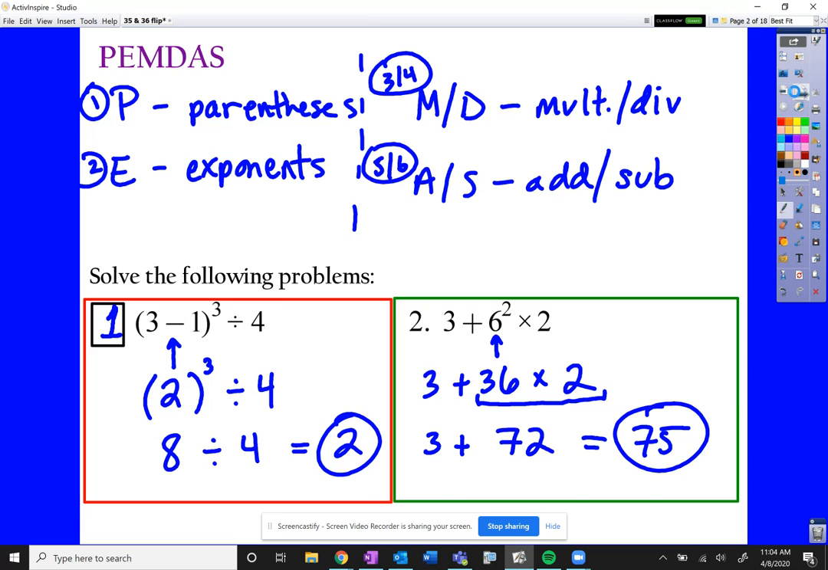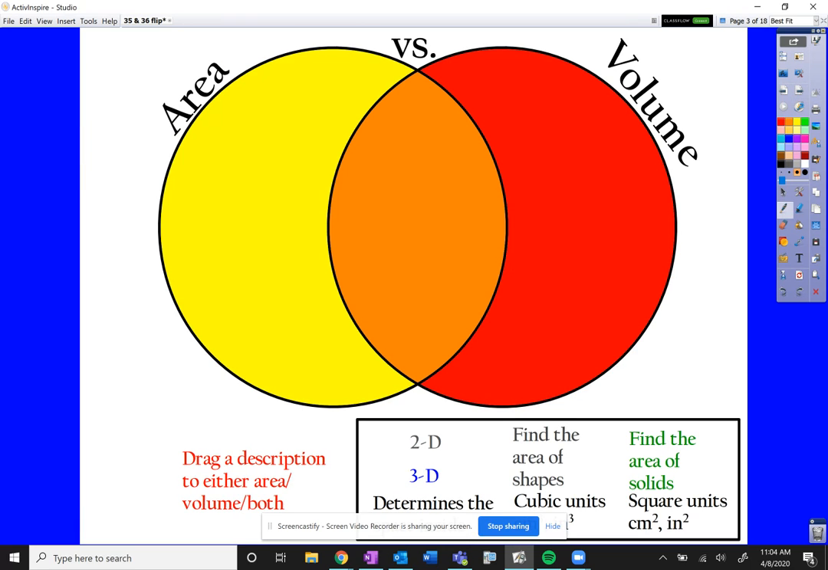All right, so let's talk about a couple things here. This idea of area versus volume. If you guys want, on your paper, you can draw yourself a little Venn diagram here. Do area on the left, volume on the right. Area is 2D, two-dimensional, right? It's like a flat surface. If you want to find the area of a carpet or a rug, it's lying flat on the floor. You just want to see how much space it takes up.